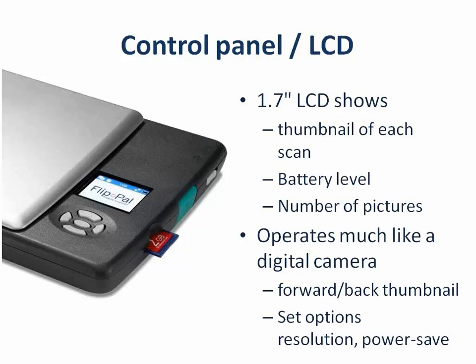Now the LCD will also show you how much battery life you've still got remaining and the number of pictures, and you can do things like set the resolution or the power save mode so that you can better use your battery life. So it's really convenient. It'll be very easy to use, and you see the one button on the side there besides the power button is the green button, and that's the one you press to do the scan.